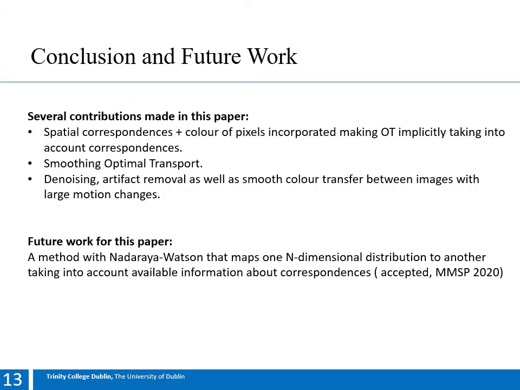Several contributions were made in this paper. First, correspondence information as well as color content of pixels are both encoded in a high-dimensional feature vector, making optimal transport take into account the correspondence information implicitly when computing the solution. And we have introduced smoothing as part of the iterative algorithm for solving the optimal transport, namely IDT and Sliced Wasserstein Distance. Our algorithm allows denoising, artifact removal, as well as smooth color transfer between images that may contain large motion changes.